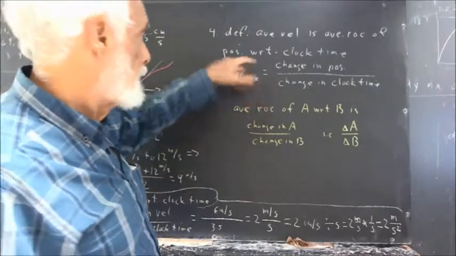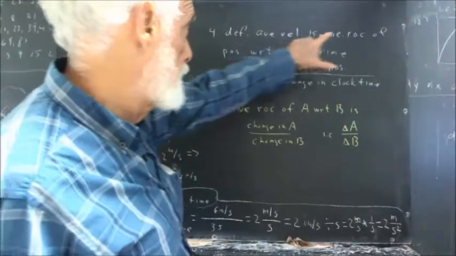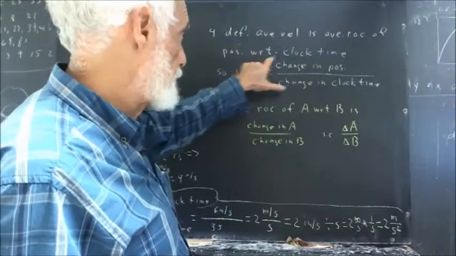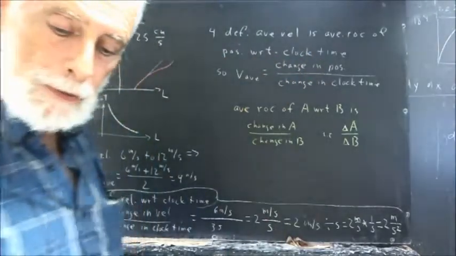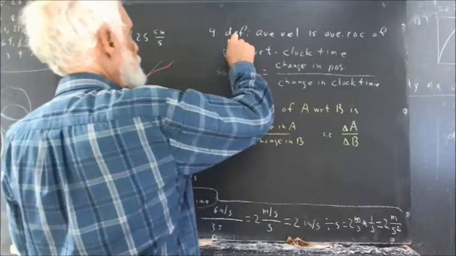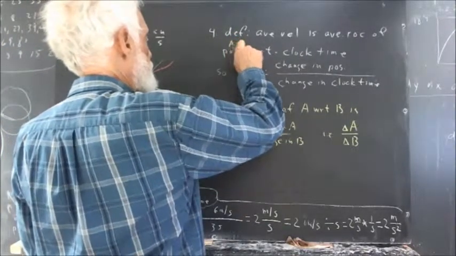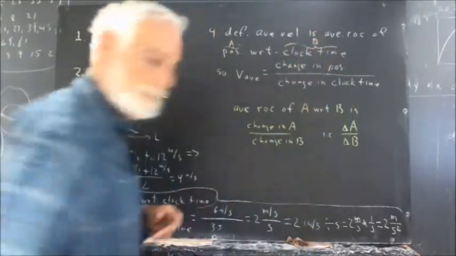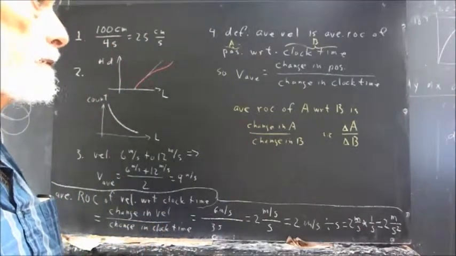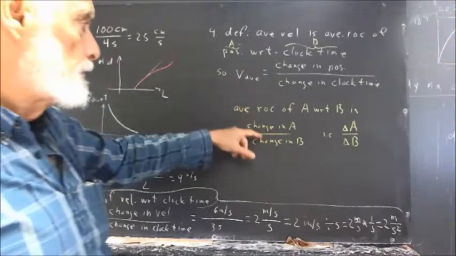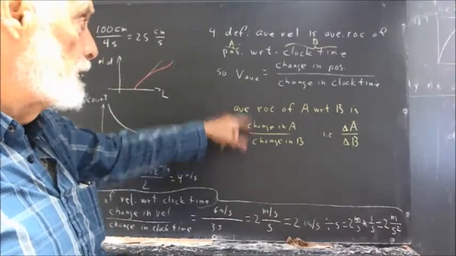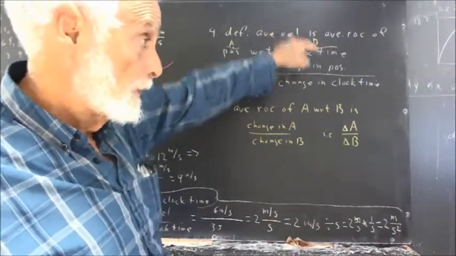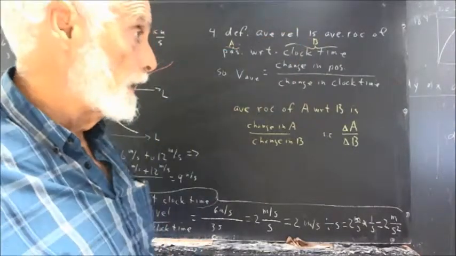Now, here we want the definition of average velocity. That's the average rate of change of position with respect to clock time. So the position is your A quantity, and your clock time is your B quantity. Then, since the average rate is change in A divided by change in B, it's change in position, divided by change in clock time.